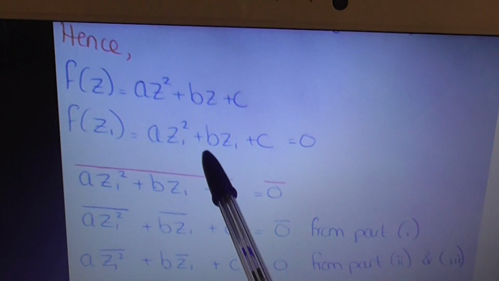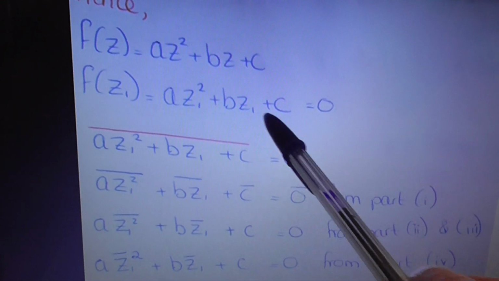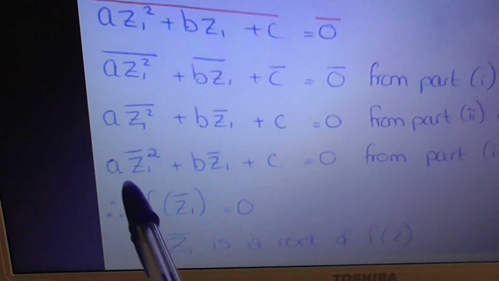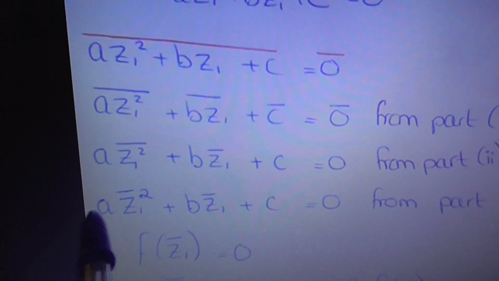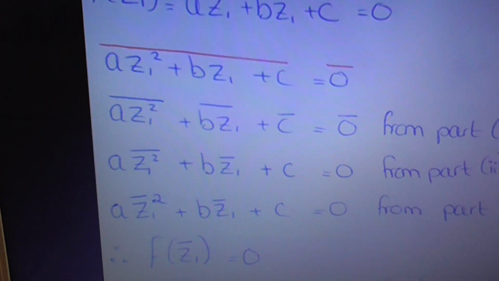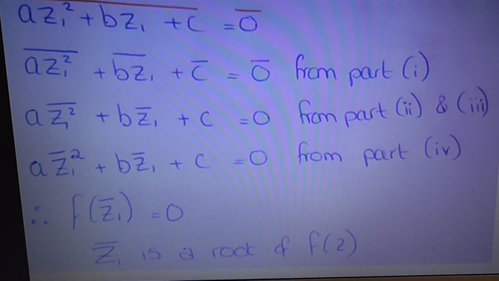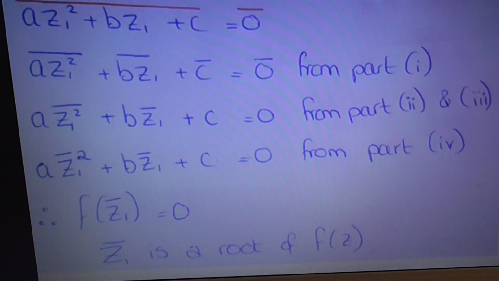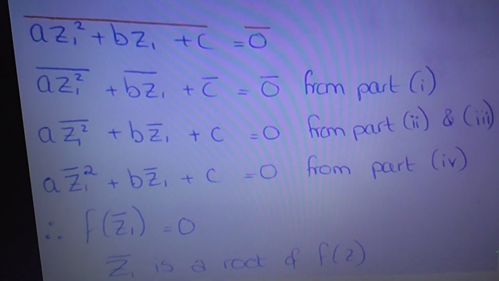Like what I did when I just subbed in z1 on its own, right? This was proving that z1 was a root of it by just subbing it in like that, equaling it to 0. And I've now managed, from using parts 1 to 4 of the entire proof, to show that z1 conjugate is also a root of the function. Okay, this isn't a formal proof or anything, it's just using your knowledge of substitution really, and complex numbers.